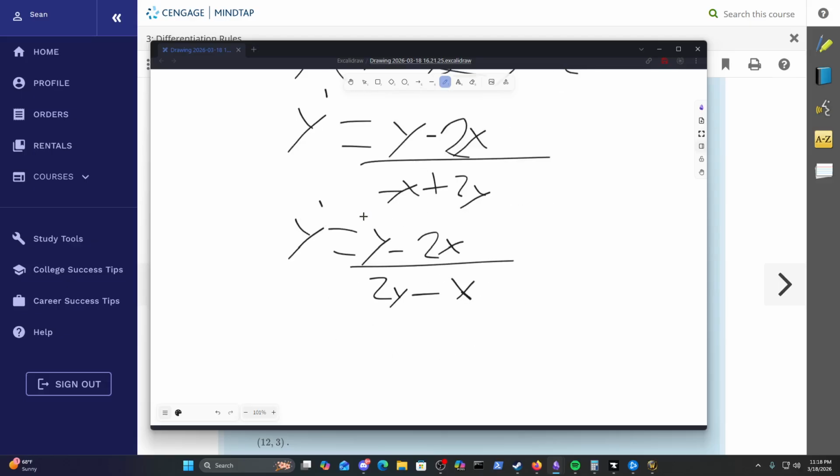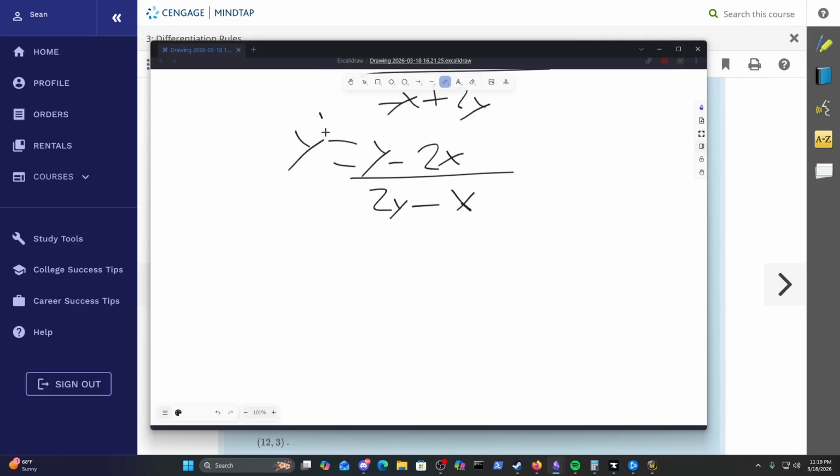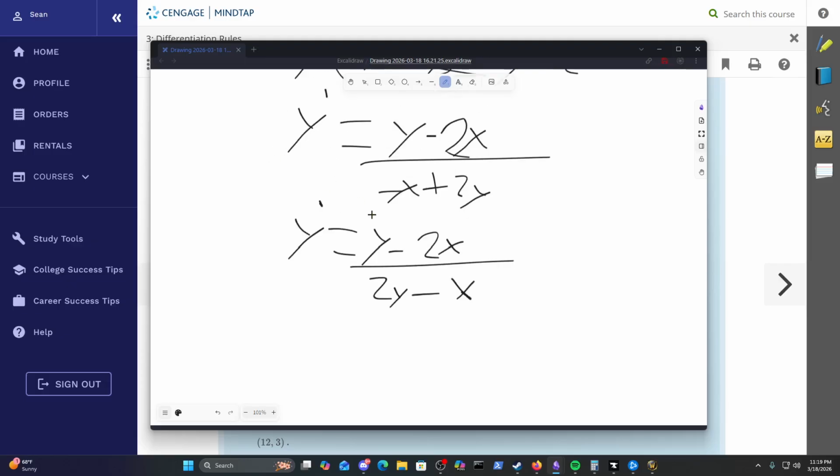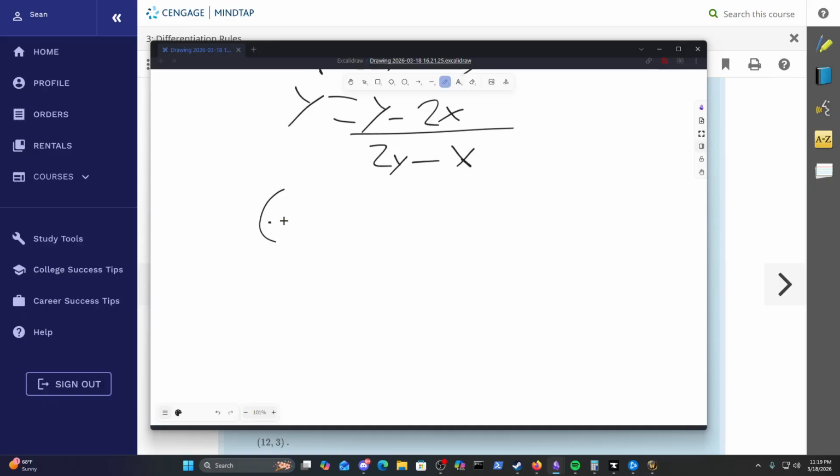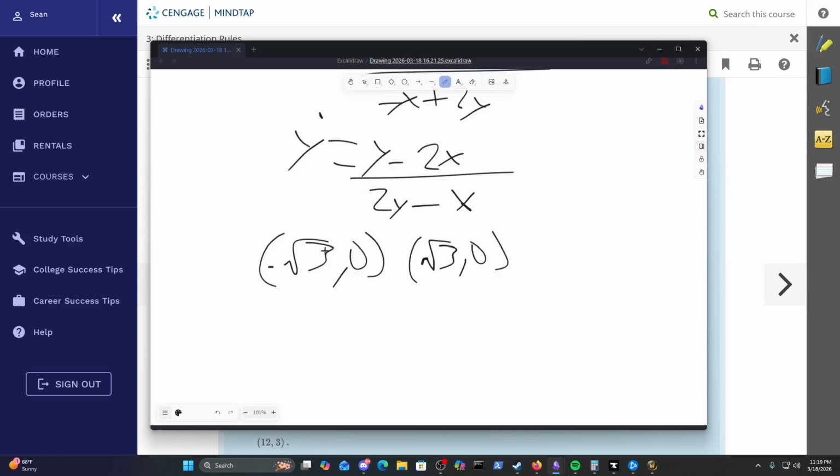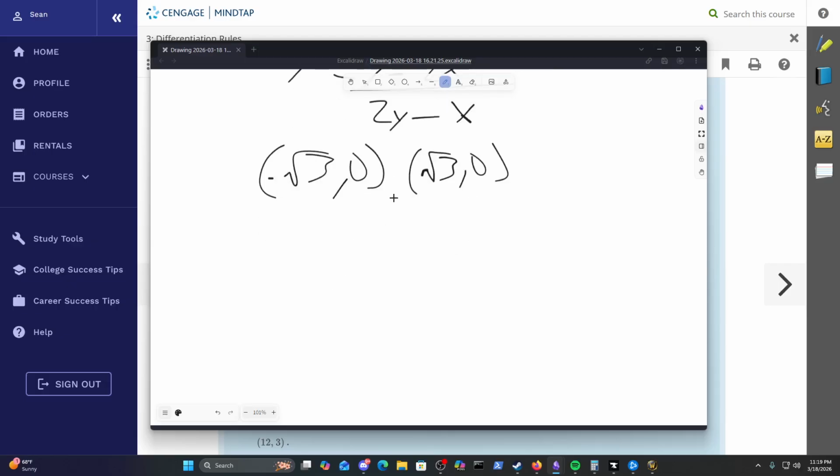So now we have the derivative of the original equation, and something I always like to remember that my professor said is that the derivative of an equation is just the slope producing formula for that equation. So now we just want to produce the slopes. We have the original points: negative square root of 3, 0 and square root of 3, 0, right? So we just want to show that if we plug these values in for y and x in this derivative, it should produce the same value.